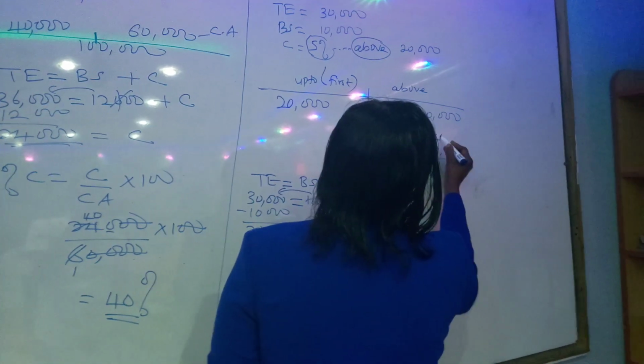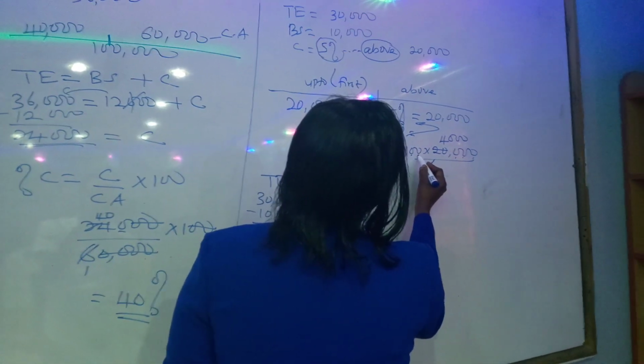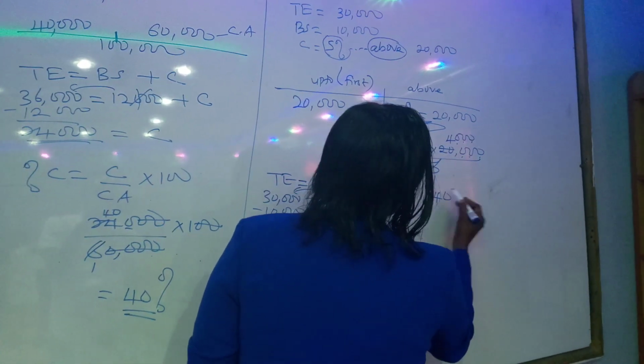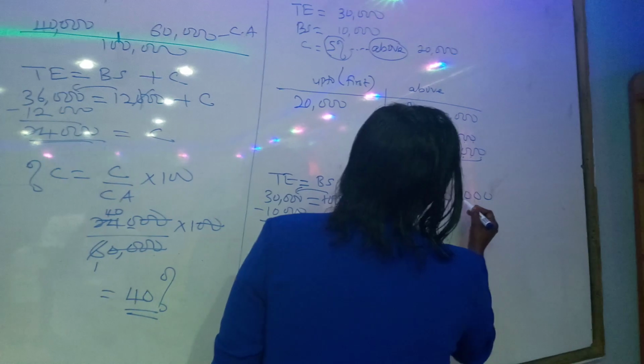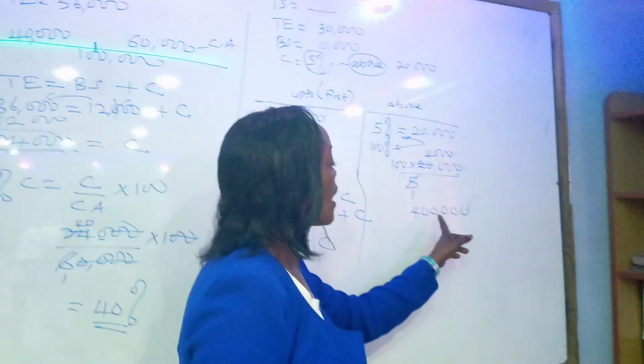Then the zeros: 1, 2, 3, 4, 5. Then I can punch it. This one is not our answer.